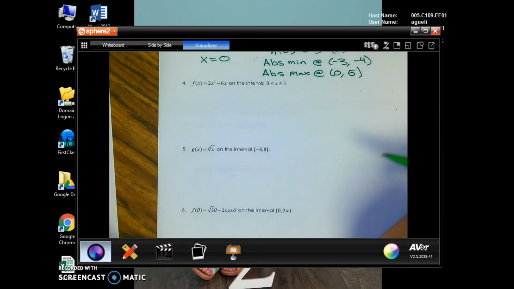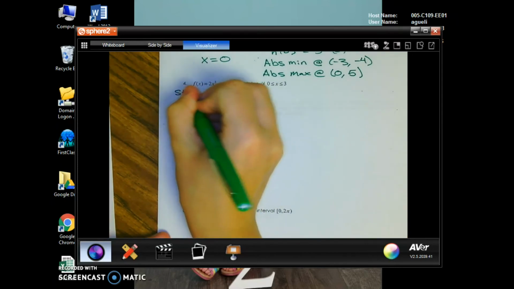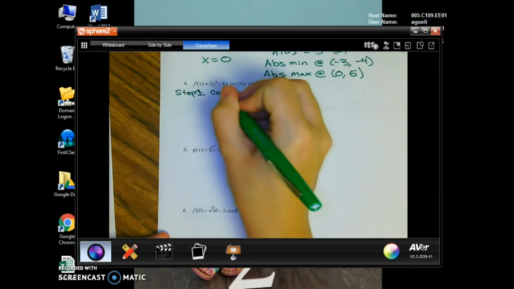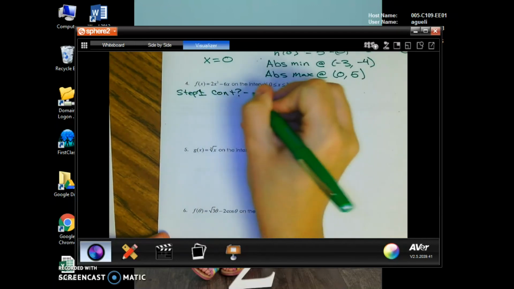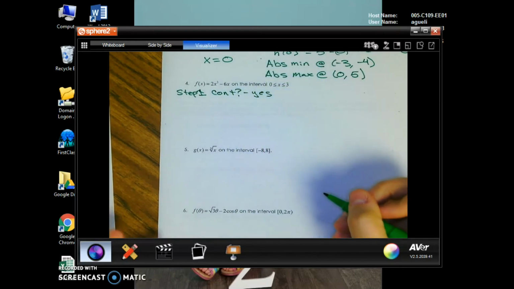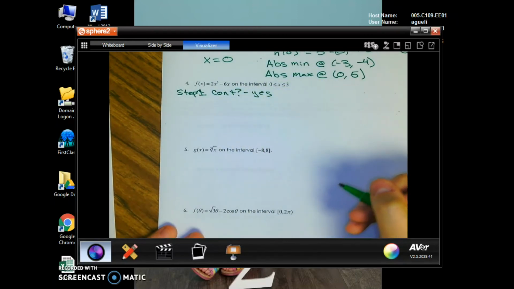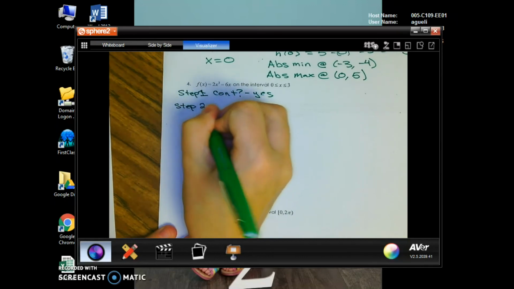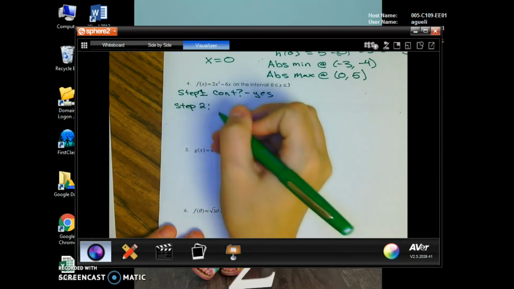Okay, up next in this number 4, again, the first step I want to do is make a conclusion about its continuity. So I say step 1, is it continuous? Is it continuous? And I say yes. Okay, and then I'm going to take the derivative. So step 2 is going to be to take the derivative.